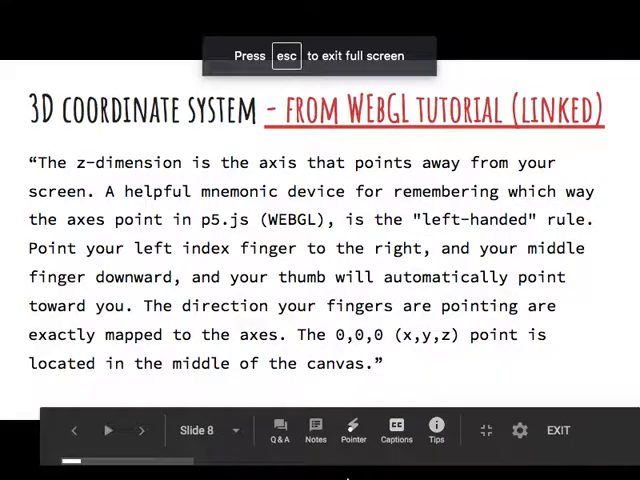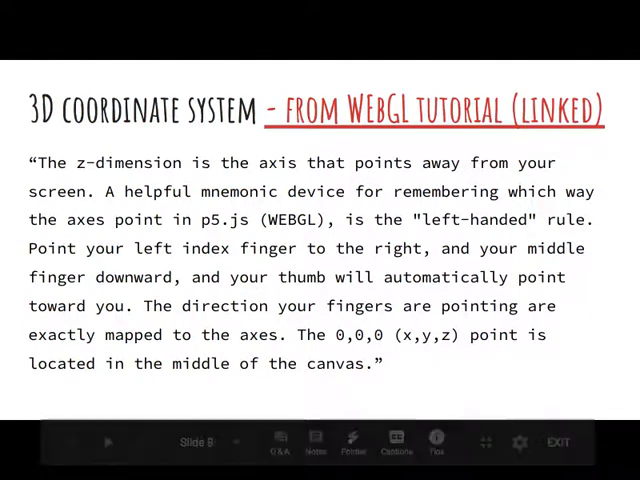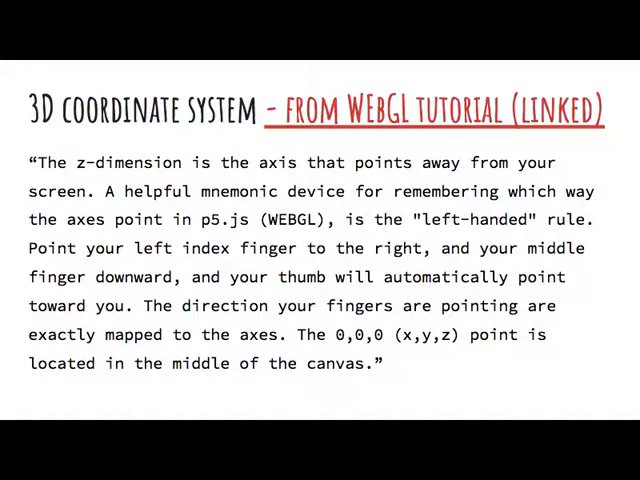So on 3D, here's the rule. The Z dimension is the axis that points away from the screen. And the helpful device to remember this is the left-hand rule, but everything else is right-handed. Dang, computer programming, why you gotta do left hand? So point your left index finger, that's the pointer finger, to the right, your middle finger downwards, and your thumb will automatically point towards you. So this is your left-hand rule. X is your index, middle finger goes down, that's your Y, Z is your thumb. Notice this also points to how it grows.